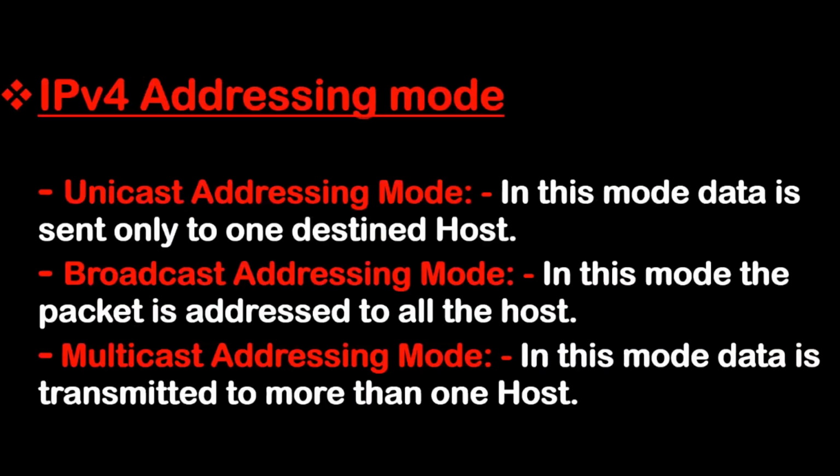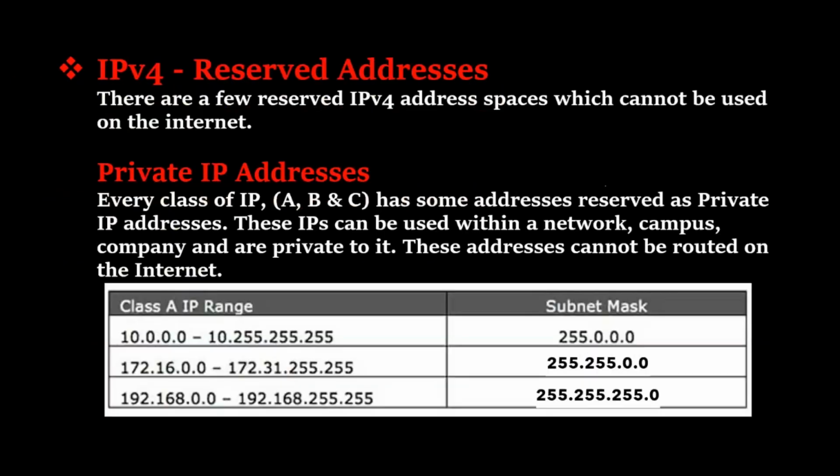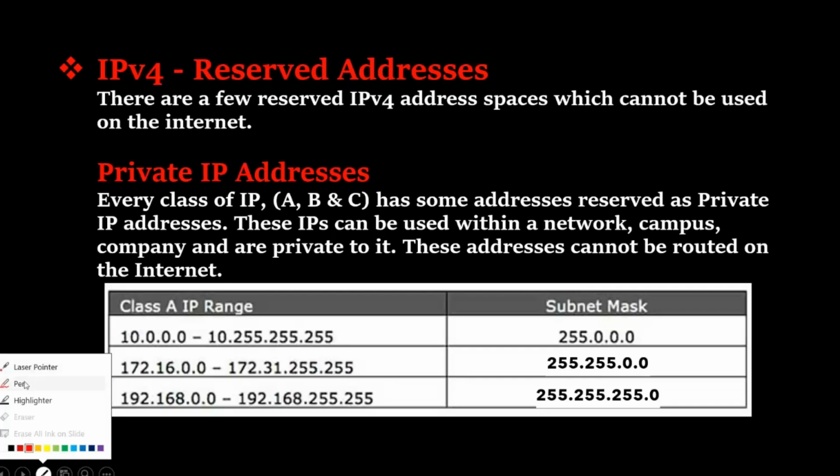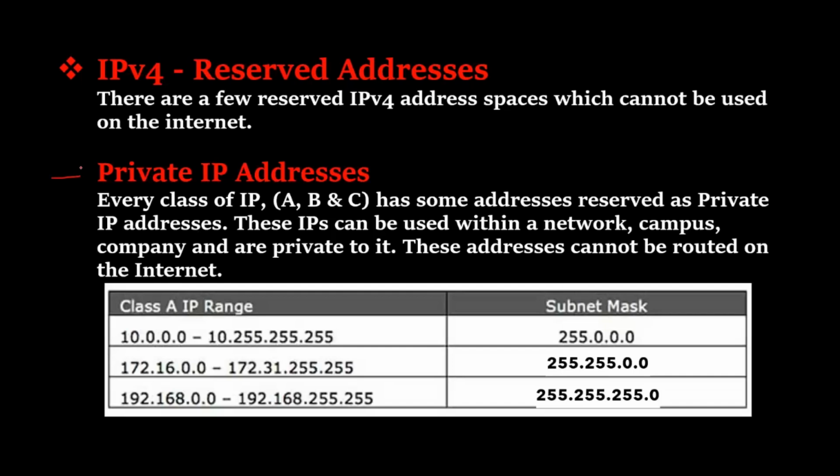Right. So now we have some reserved addresses. The next thing is IP version 4 reserved addresses. IANA reserves some addresses for different purposes in IP version 4. If you will see, the first reserved address is the private IP address.